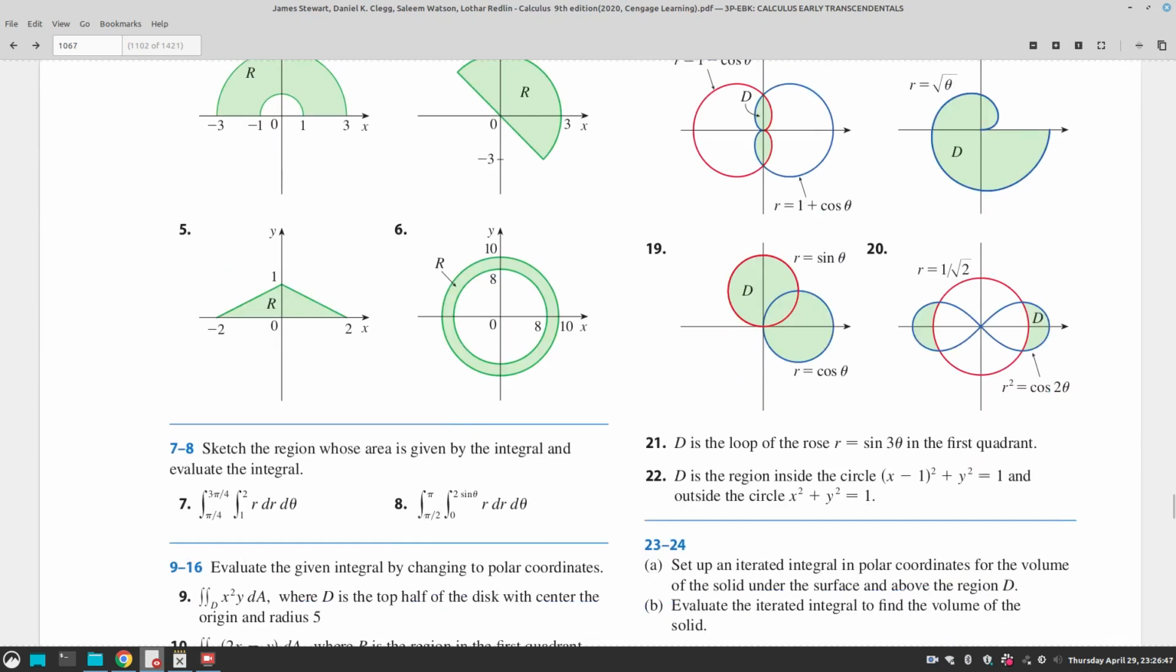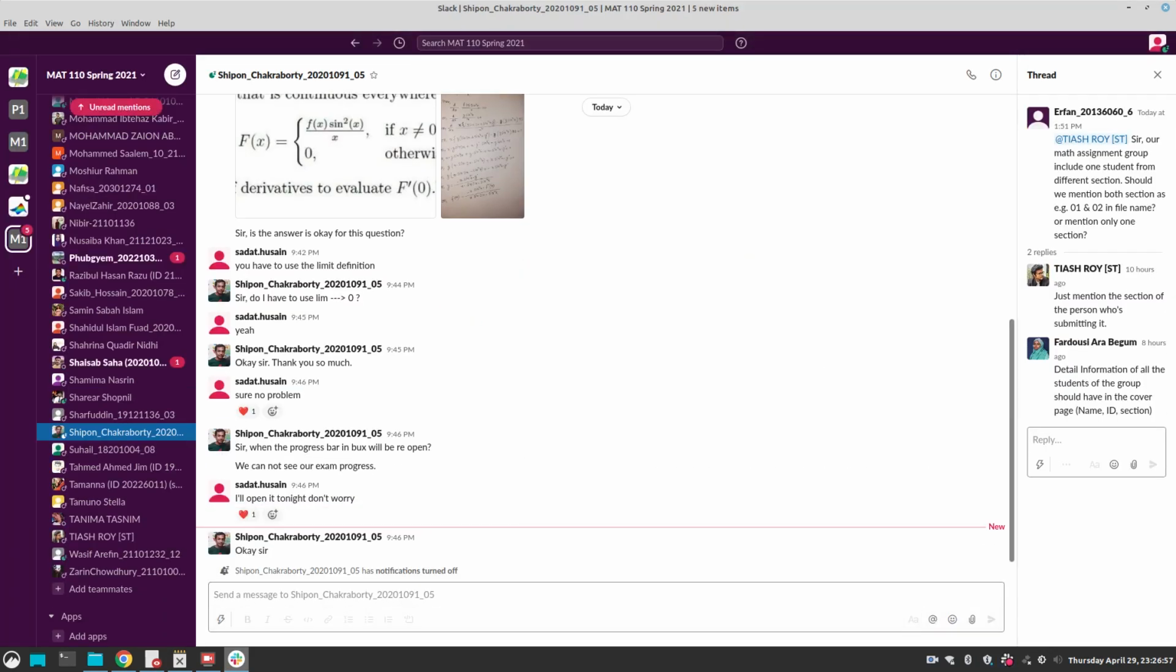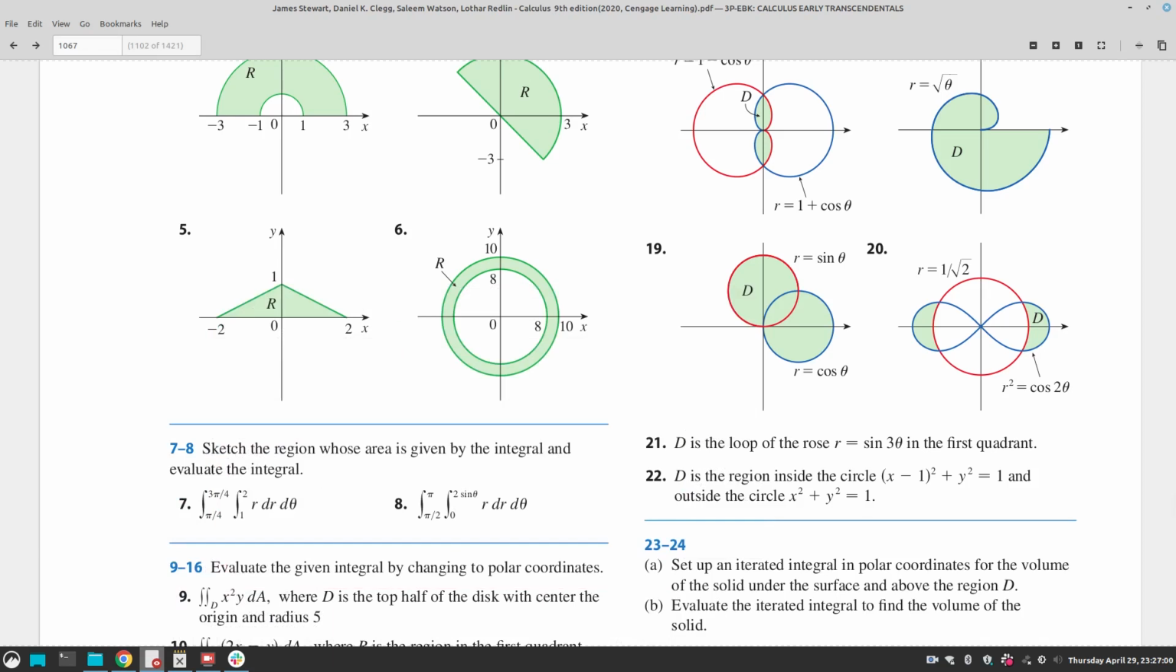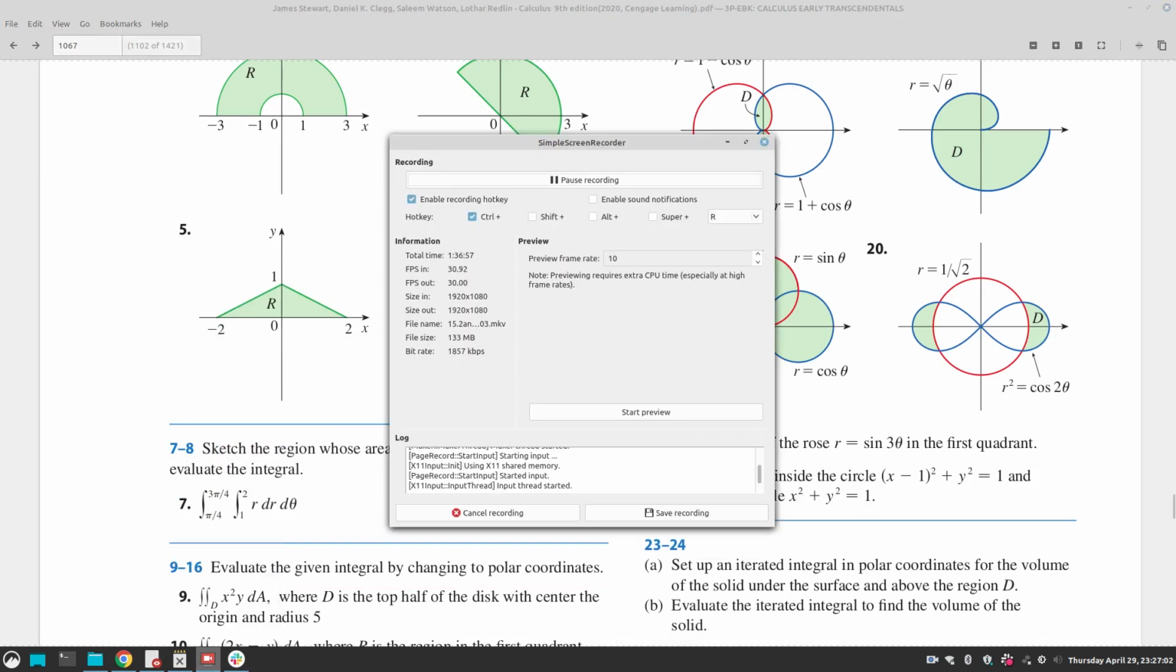Okay, so that's the end of 15.3. Next we're going to look at triple integrals, first of all, of course, in Cartesian coordinates, and then cylindrical and spherical coordinates, and then we'll look at general coordinates.